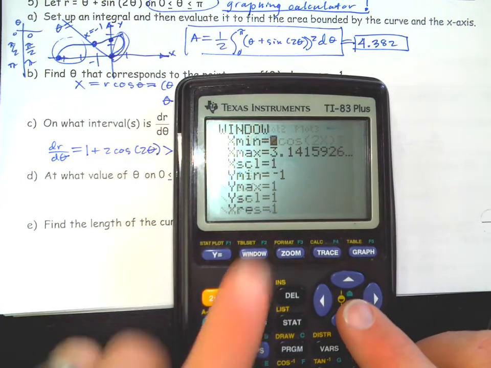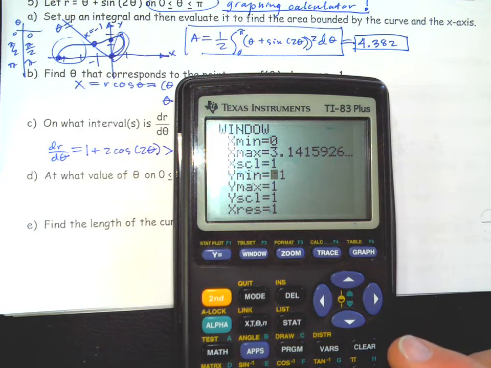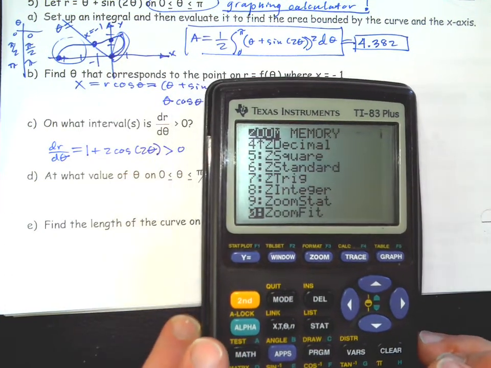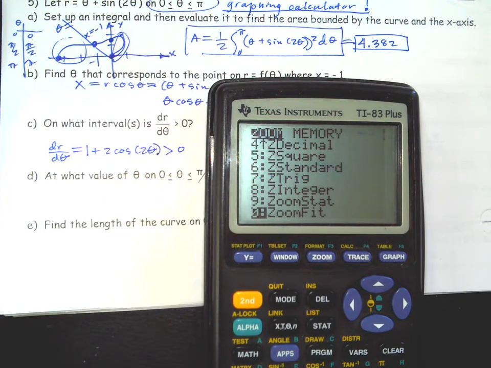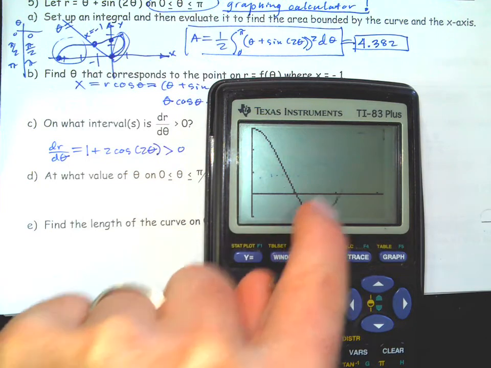And window is 0 to pi. I don't know, x min, so we could do zoom fit. It takes a little extra longer. So it's going to graph that dr/d theta, and we say, well, it's positive there, it's negative there, it's positive here.